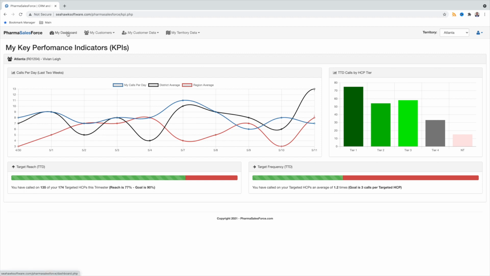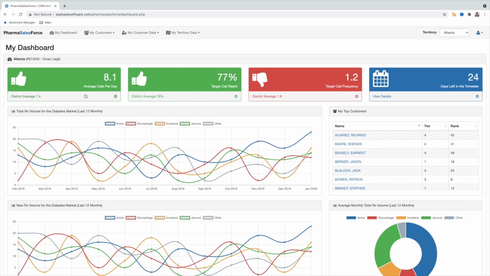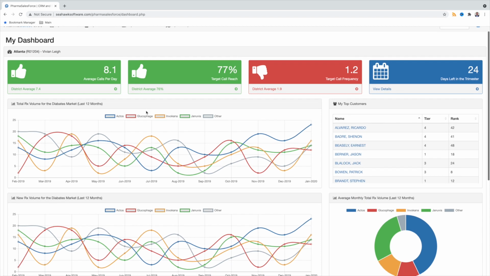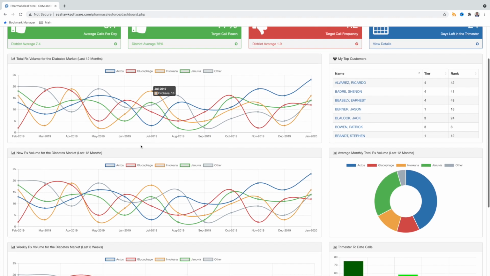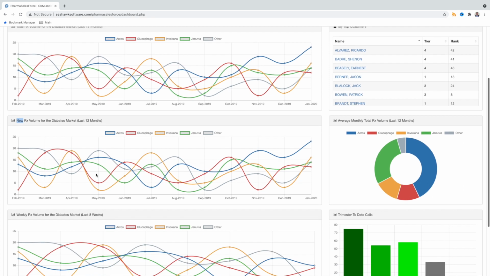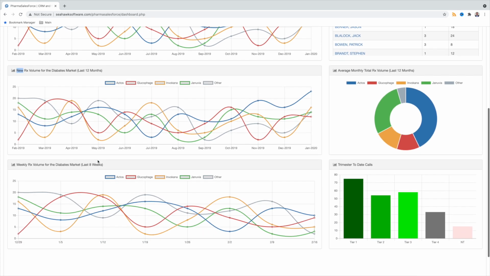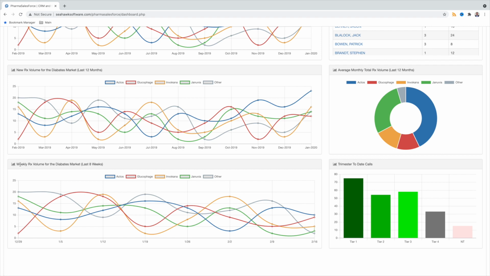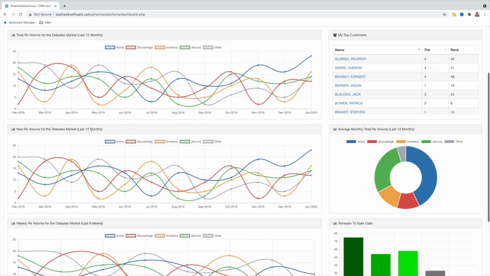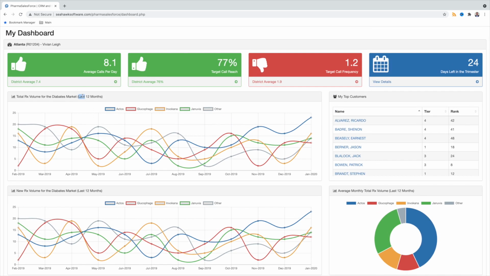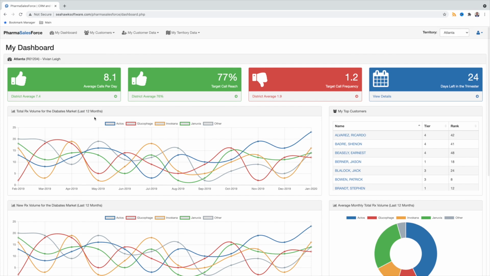I'll go back to my dashboard up here with this link, and I can see my sales data next. I have total RX volume over here. So this is prescription activity, all the HCPs rolled up. This is what that's telling you over here. I have my new RX volume, total RX and new RX volume. This is showing you all the new prescriptions to new patients. And then I have weekly RX volume as well. This is an 8-week trend. This is the last 12 months, and this is the last 12 months. So that's how you see the different cuts of data and the way things look.